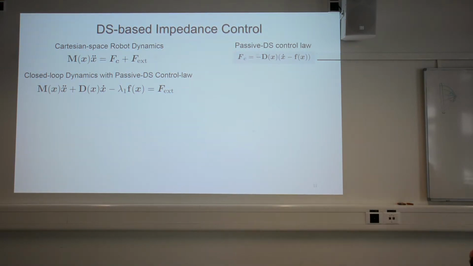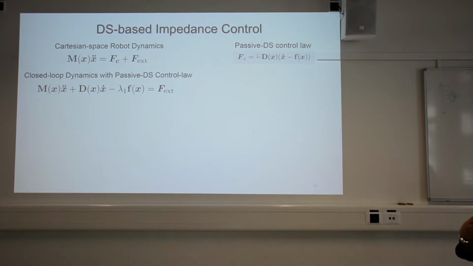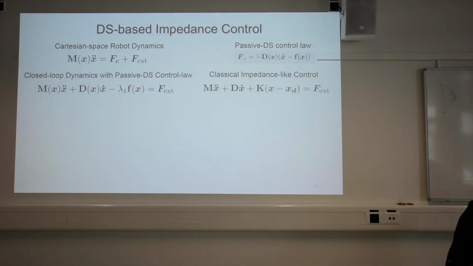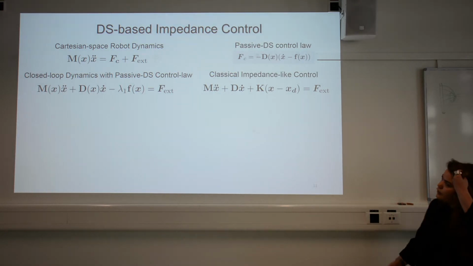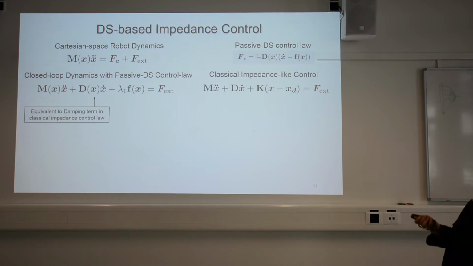We have this controller that is capable of exploiting all of the really cool properties of dynamical systems, being robust to perturbations on the robot and the environment and to changes in the target. So let's see how we can link this to the classical impedance controller, for example an impedance regulator. We can see that the damping term in our controller is basically the same as the damping term in the classical impedance control law.